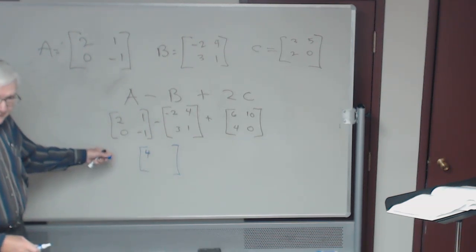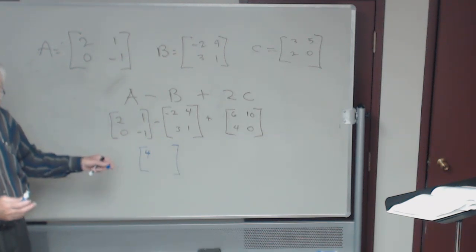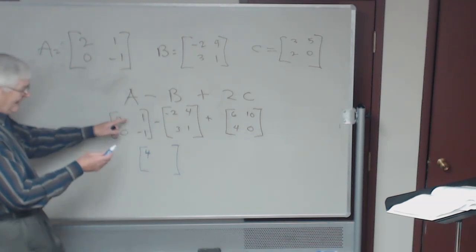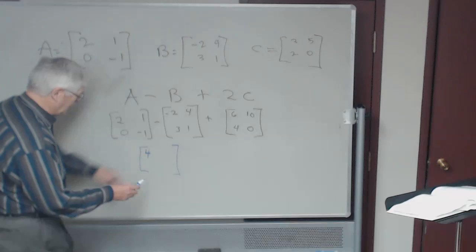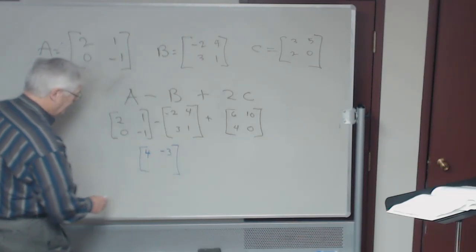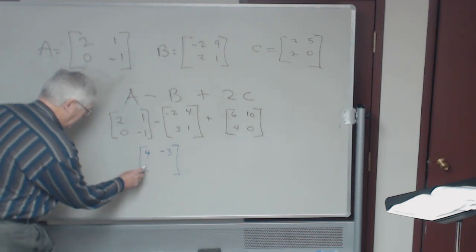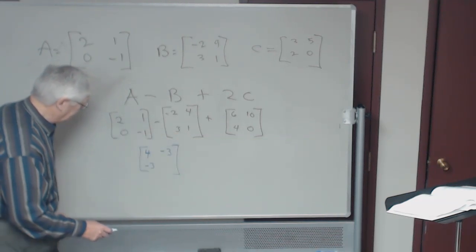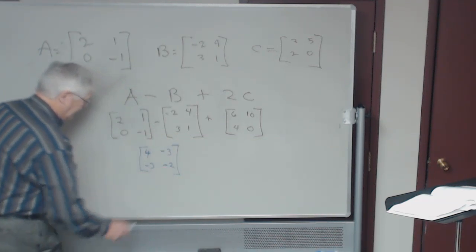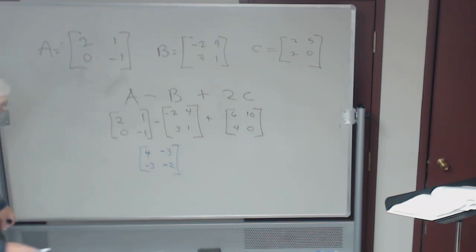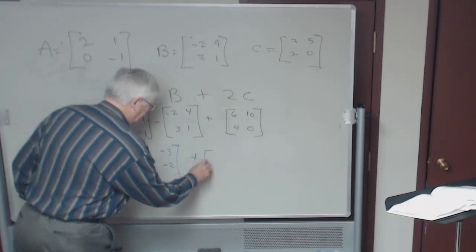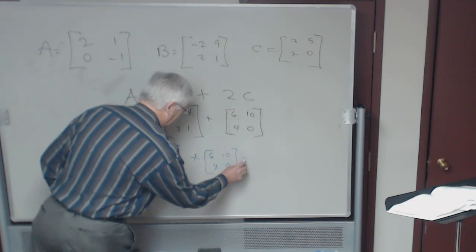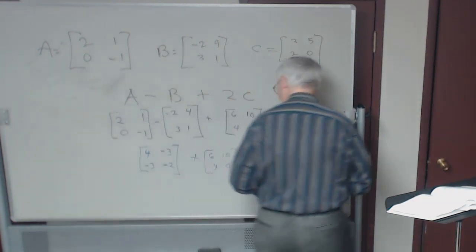Now see, here's where now you know how to do matrix stuff. You'll just make a mistake in your computation if you're not careful. 2 minus 4 would be, see, I just about got the wrong ones. 1 minus 4 would be, 0 minus 3, and negative 1 minus 1. Did I do my math right? Then I'm going to add to that 6, 10, 4, 0. And what am I going to get for an answer?